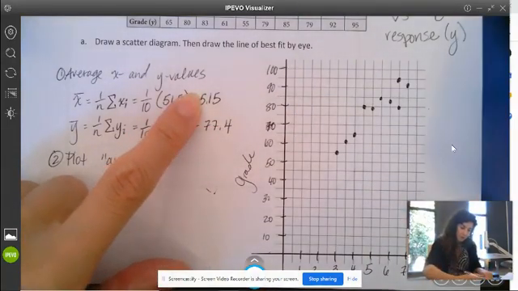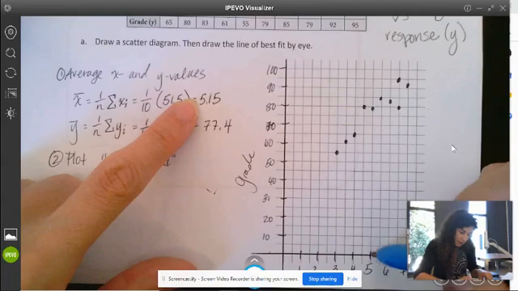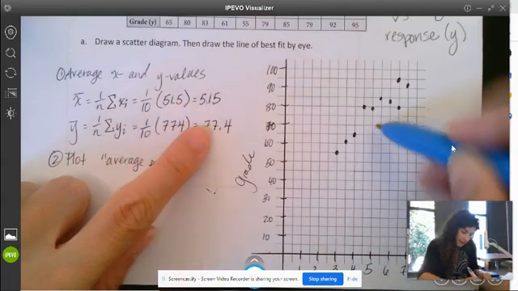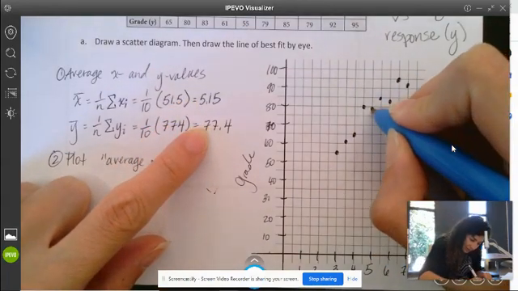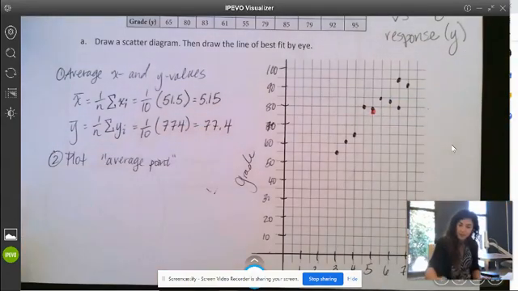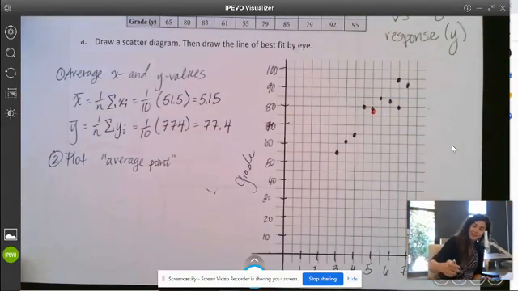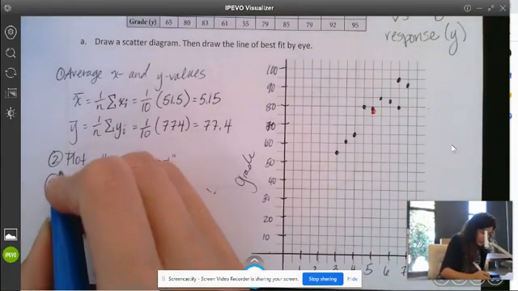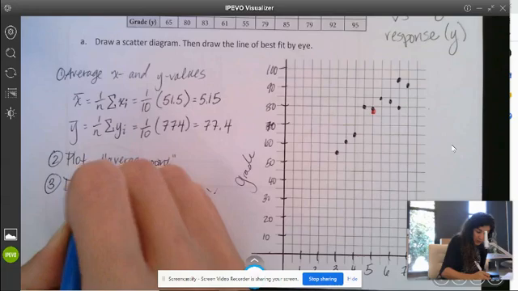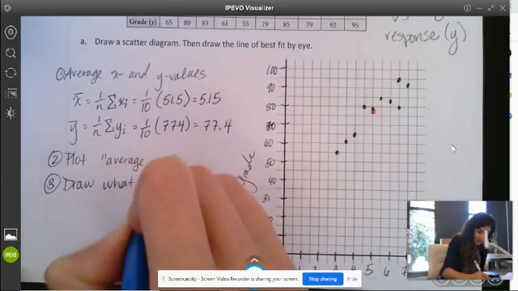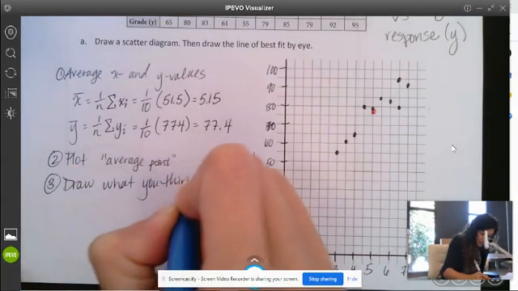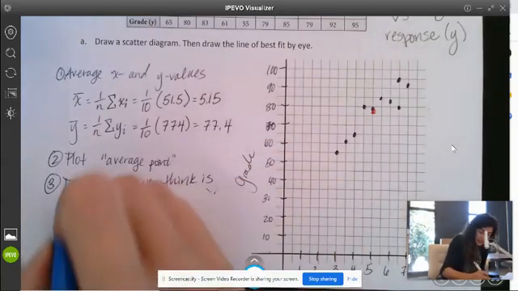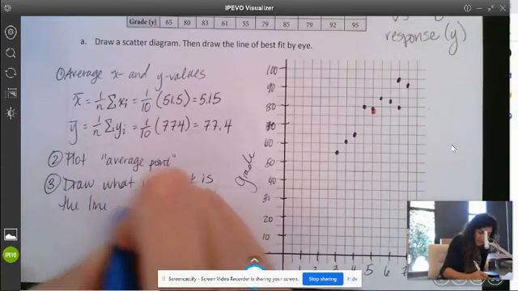So 5.15, so just slightly more than 5. And then 77 would be kind of like right here. Then your third thing that you do is really just draw what you think is the line of best fit.